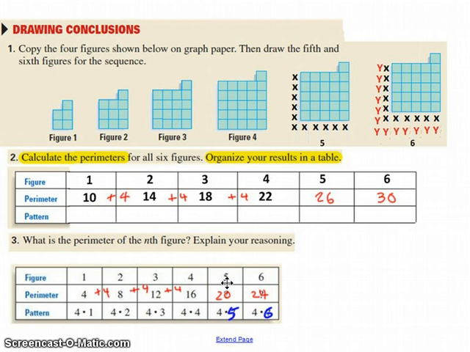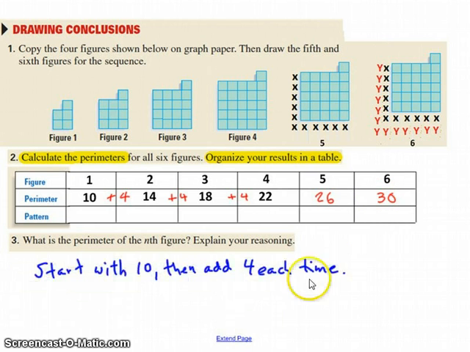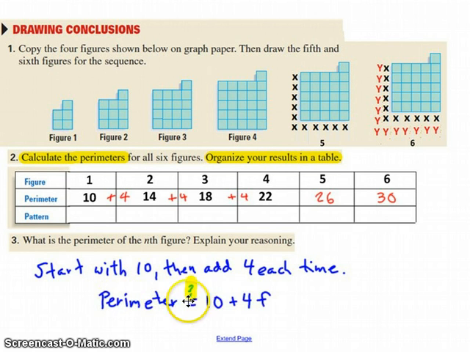So let's step back. What is actually happening here as we look at the climbing number of steps in the perimeter? Well, it seems as though we started with 10, and then we added 4 each time. So some of the folks in class suggested that, hey, maybe that means the formula is the perimeter is 10, the starting place, plus 4 times the number of stages in the figure. And so I put a question mark here to ask, is that really right?